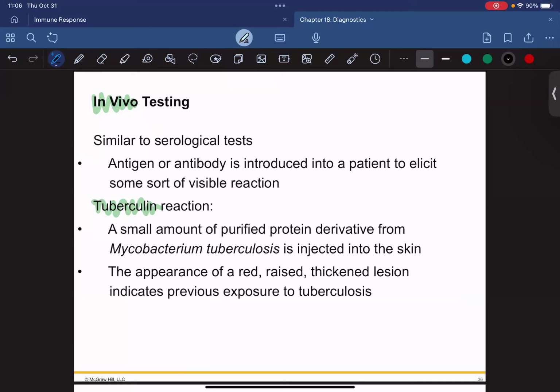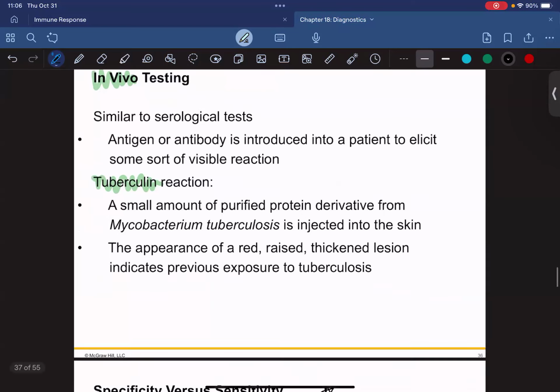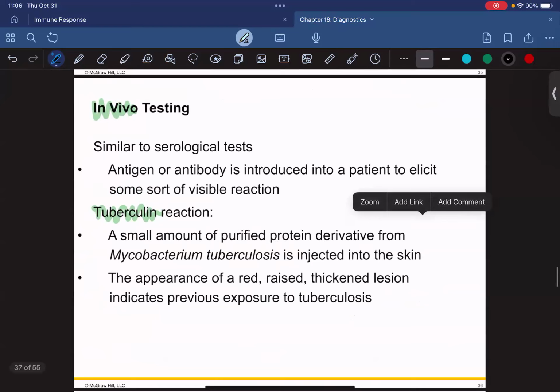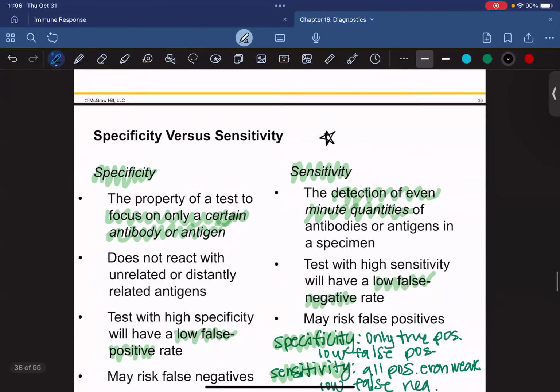In vivo testing, you can do actual immunological tests in living tissue. We know this because when you go get your PPD skin test for the tuberculosis test, we are looking at living tissue on your body to see if you have an immune reaction. This is T cell related, right? This is not antibody related, but it's still an immune reaction. So we talked about that in the last one.